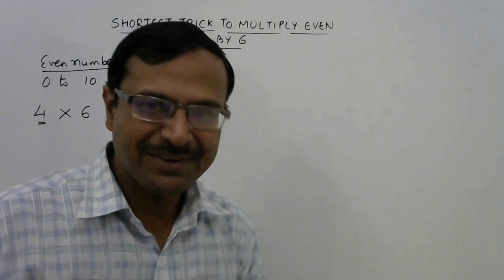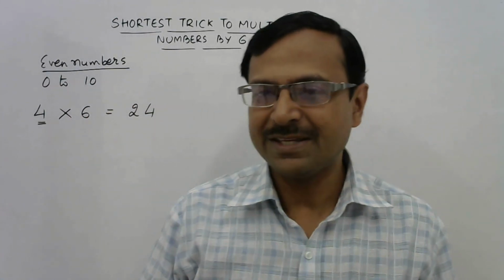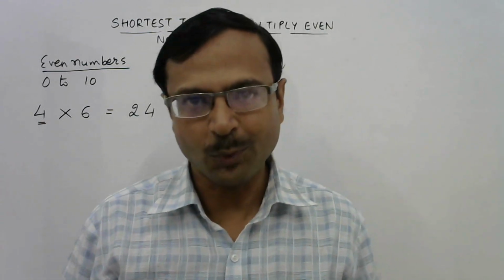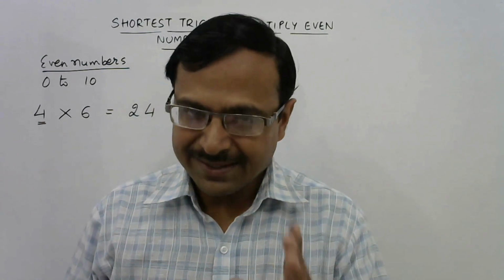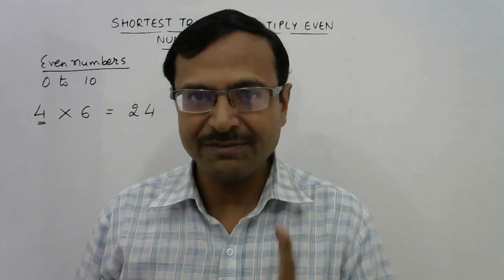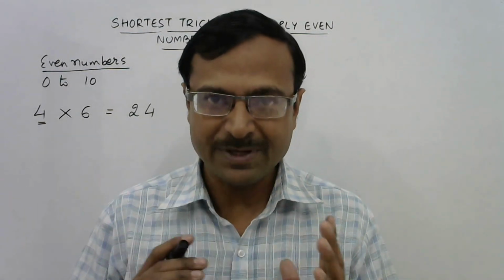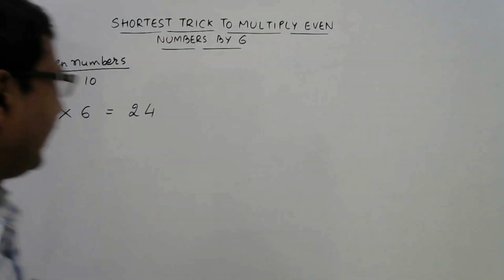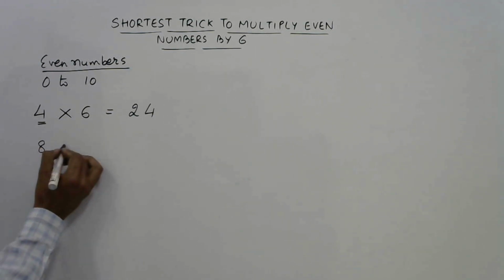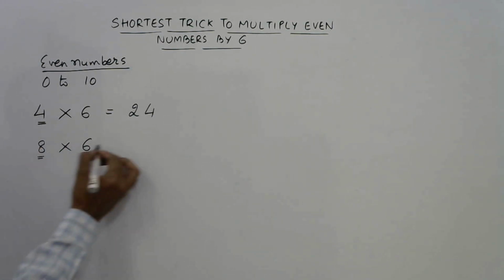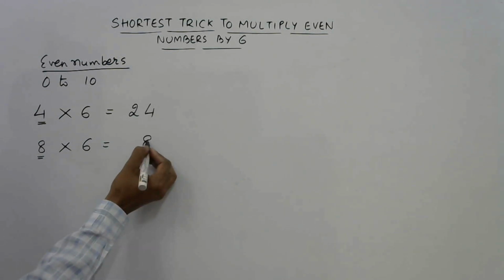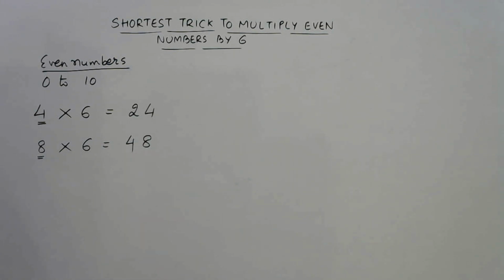So the trick is very simple, and I'm sure you must be amazed by watching what is happening on the board. Let's take one or two more examples of single digit even numbers, then we will move on to numbers between 10 and 20. Suppose we have 8 into 6. Now see, the number will end with 8, and what is half of it? It is 4. So 48 is the answer.